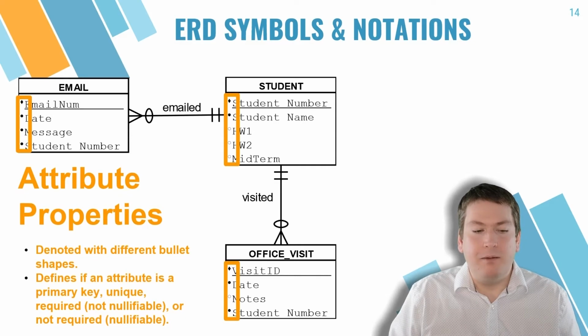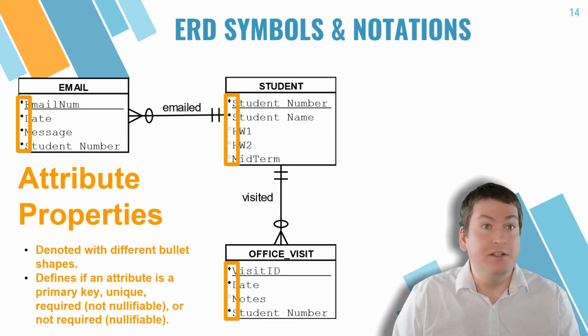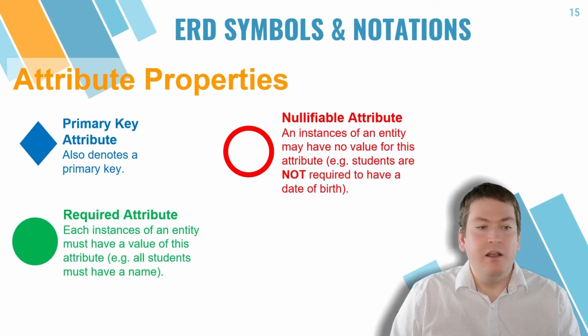They would, for example, define if it's a primary key, if it's unique, if it's required, or if it's not required. In the type of ERDs we're going to be seeing, created with the Dia editor, there are three different bullets. There's the primary key attribute symbol, which looks like a diamond. That's just another way of denoting that this attribute is a primary key. So there are two ways, both the diamond and the underline.